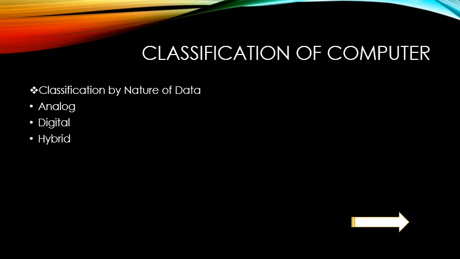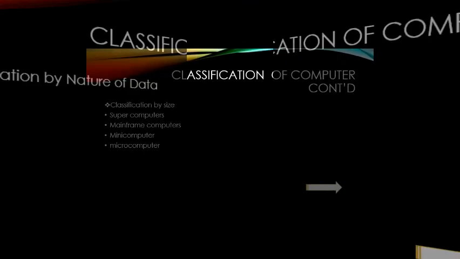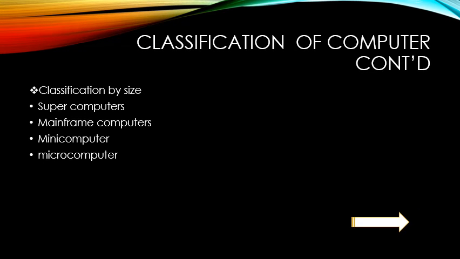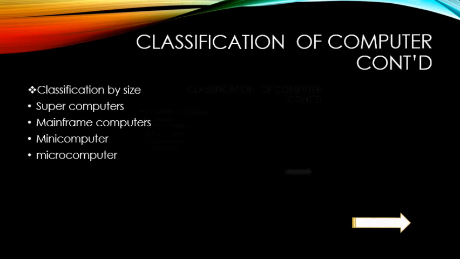Classification of computer. Computers can be classified by nature of data. If you're classifying computers by nature of data, we'll be talking about analog, digital, and hybrid computers. Classification by size, we'll be talking about the supercomputers, the mainframe computers, the mini computers, and the micro computers.